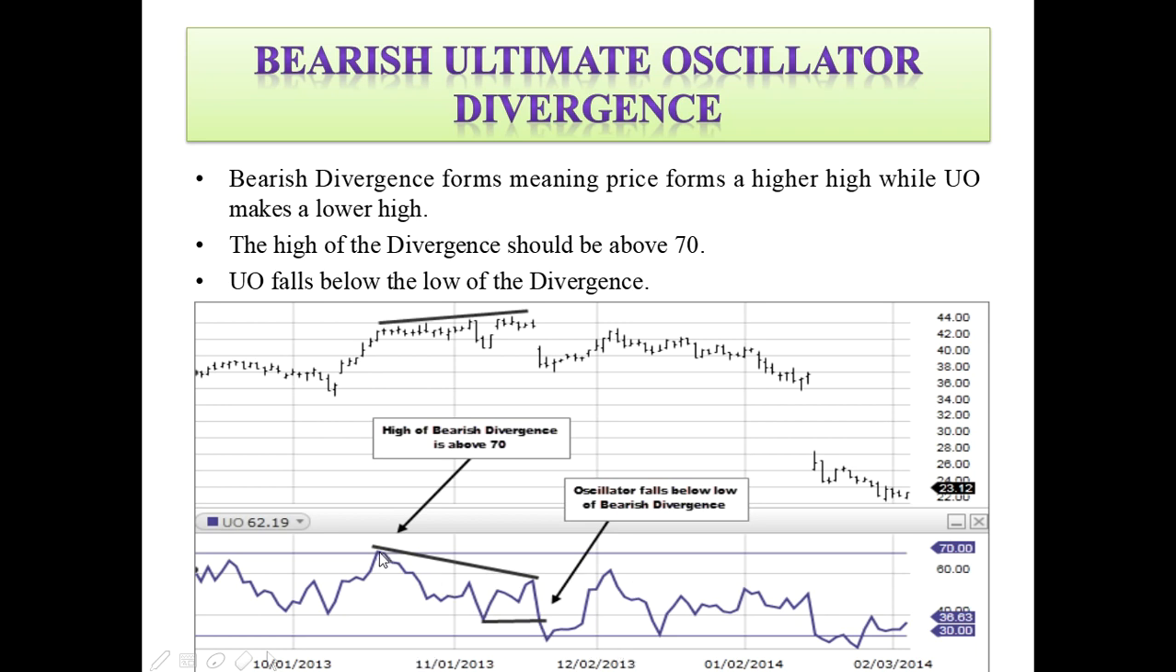So this is the higher low. Once it starts crossing from the upper line to the lower line, this is a bearish signal. Once it crosses here, this is the lowest of the divergence.